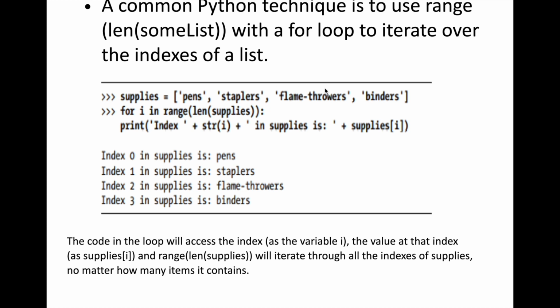I can use a length function to get the number of elements in the list, and I can pass that as an argument instead of directly writing the value, right? I can do that and I can print like this. Okay, so you can use a list in a for loop.